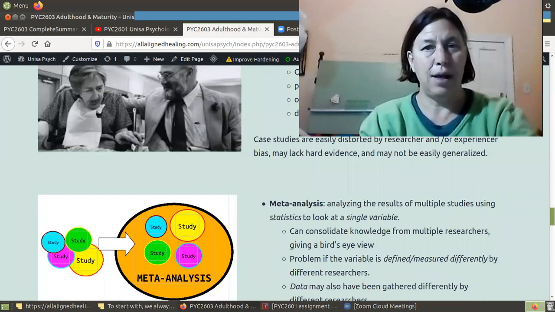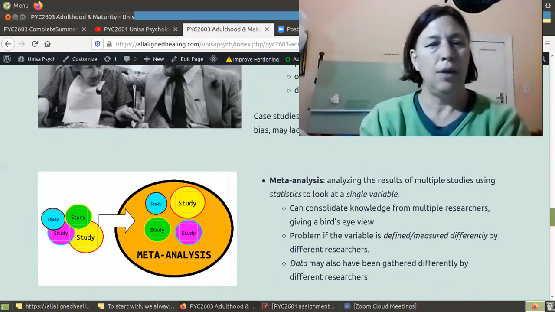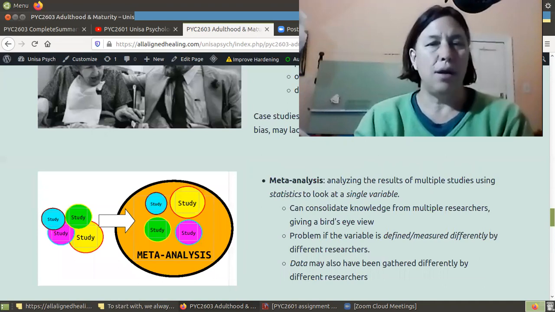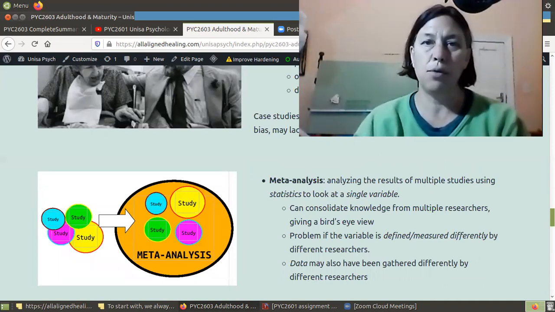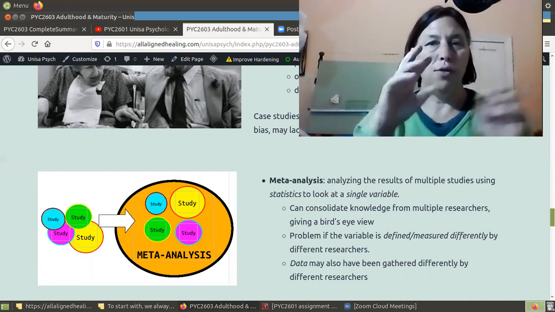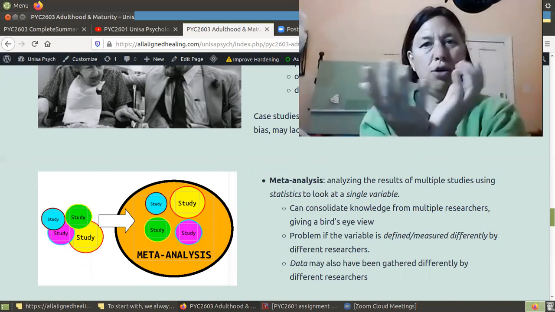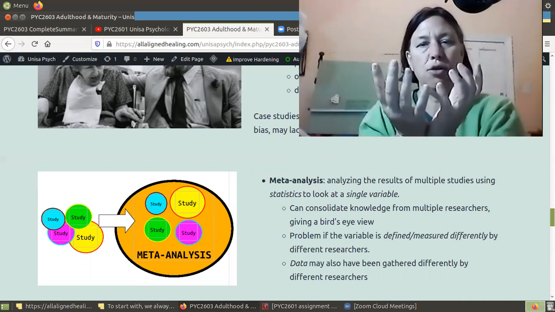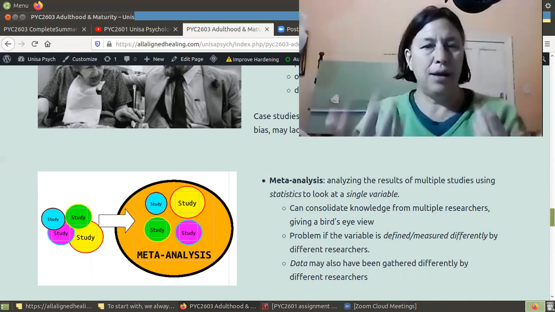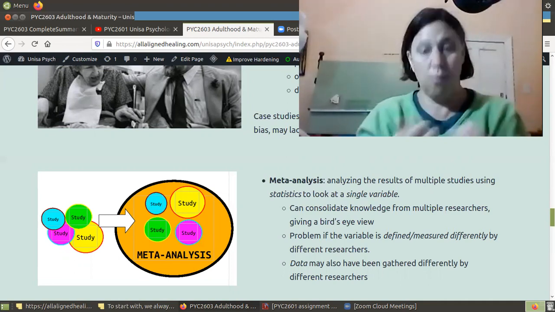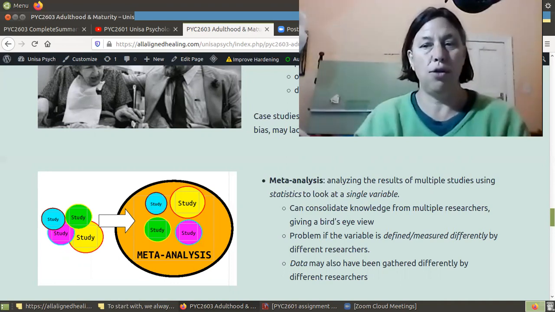Finally, we have meta-analyses. So you have many, many studies, for example, on whether ivermectin works on COVID. But you don't know whether it does or not, because all the studies are giving you different answers. So you put all the studies together, and you look at the data, you get a meta-analysis of the data. And that gives you more insight into whether this actually works or not.